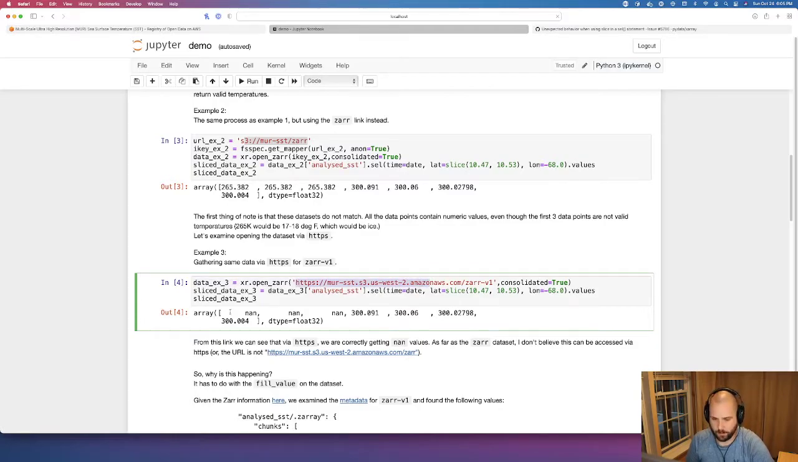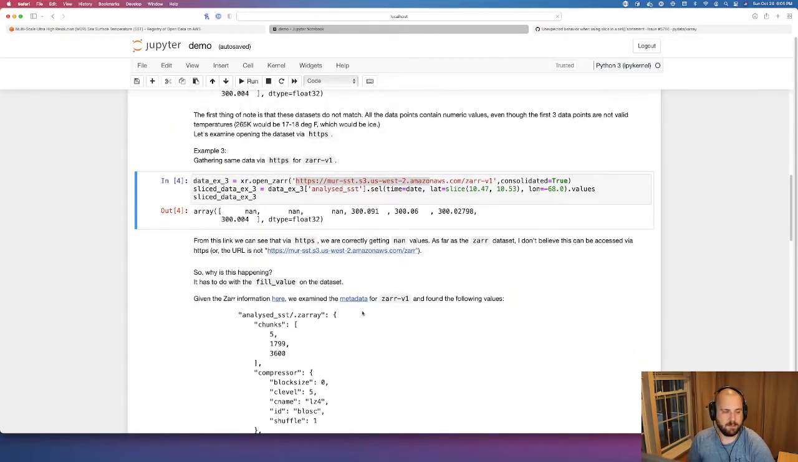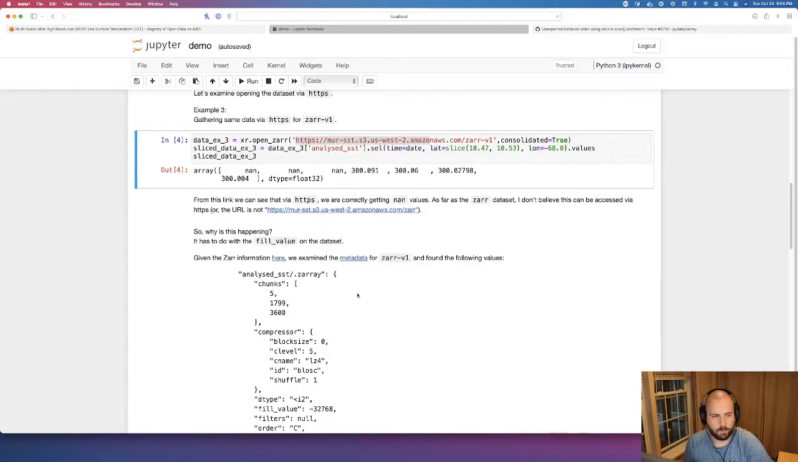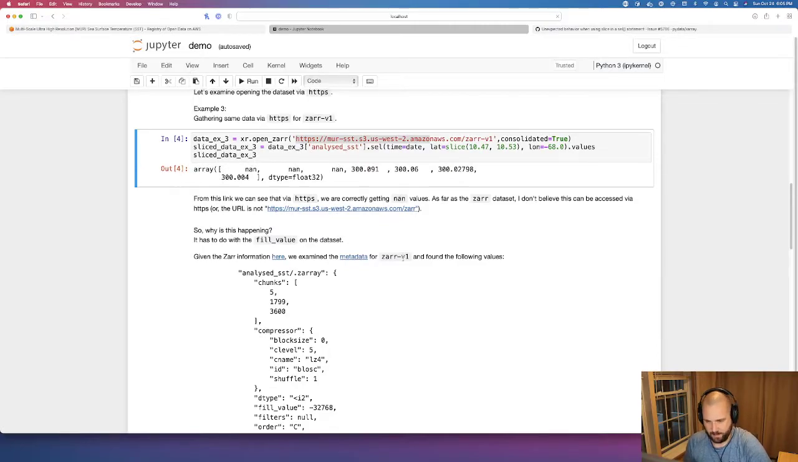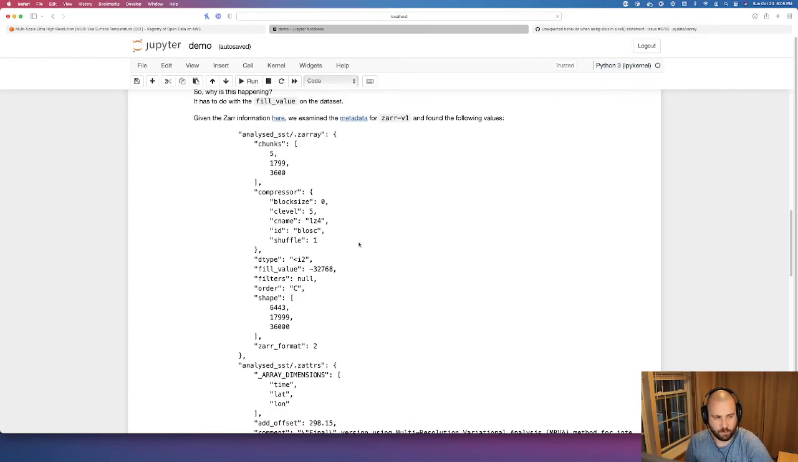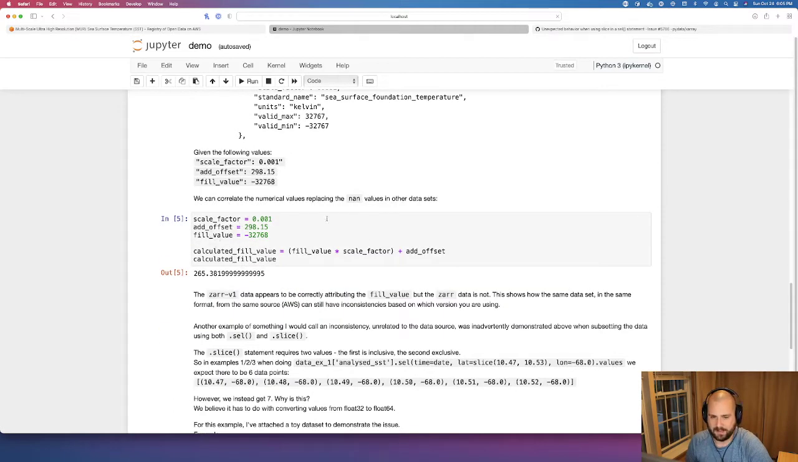As a double check, instead of using the S3 link, I used the HTTPS link for the ZAR V1. We do get the not a numbers. This link does not exist for the ZAR data, so the question becomes, what's going on here? Because we can't access the metadata, or at least I haven't been able to access the metadata of the ZAR values, what we've discerned is that the fill value isn't behaving as we expect. Looking at the metadata values, given this scale factor, this offset, and this fill value, if you multiply the fill value by the scale factor and add the offset, you get this 265 value, which is the number we were seeing above. So that showcases how we have two data sets that we would expect to be the same that aren't.